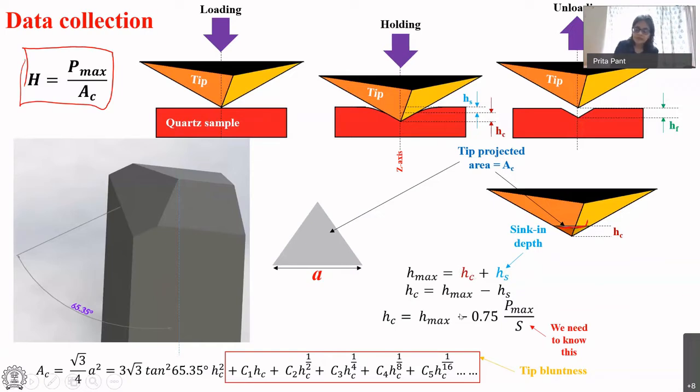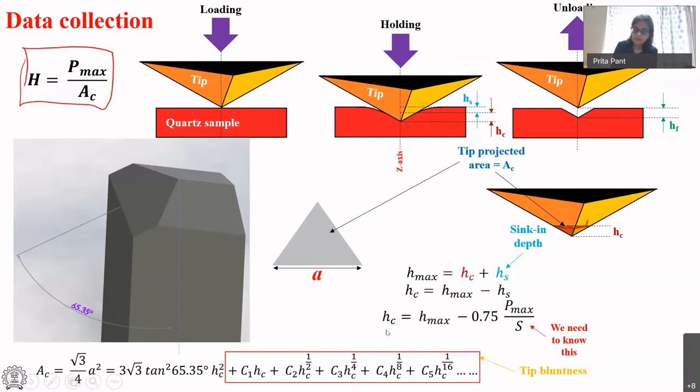And we said we are going to take it as a given because people have worked through it, they've solved it, they've shown that if I take the maximum depth and I subtract this quantity, 0.75 times Pmax divided by S, where S is the slope of the unloading curve, then this quantity is equivalent to this elastic sink-in and I'll get my contact depth.